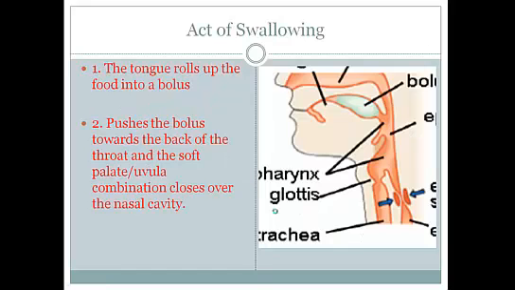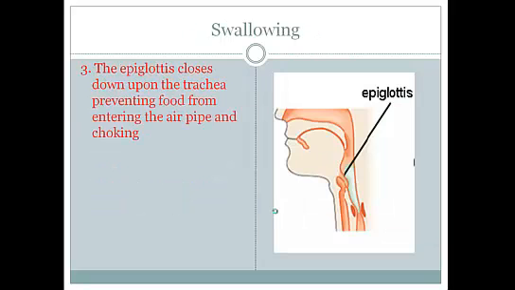The act of swallowing happens in 4 distinct steps. First, the tongue rolls the food into a bolus. It pushes the bolus towards the back of the throat, and the soft palate, or uvula, combination closes over the nasal cavity so it doesn't go up your nose.